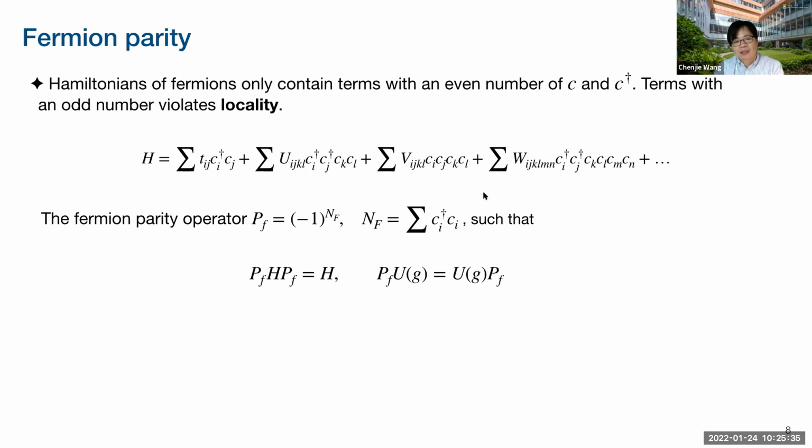Okay, fermion operator C. So we always only add terms with an even number of creation and annihilation operators. That makes the fermion number conservation, fermion parity conservation. So you can define this operator, PF equals (-1)^NF, where NF is the particle number operator, a sum over all the C dagger C. Then it must commute with this Hamiltonian, any Hamiltonian with any coefficient you can think of.